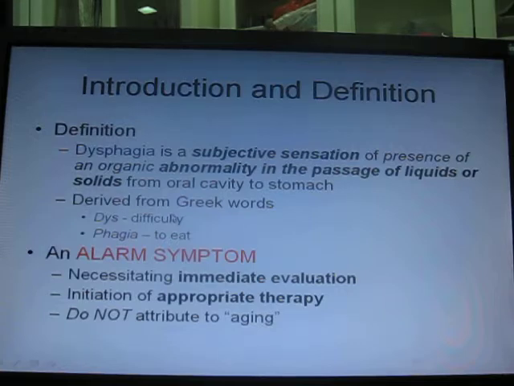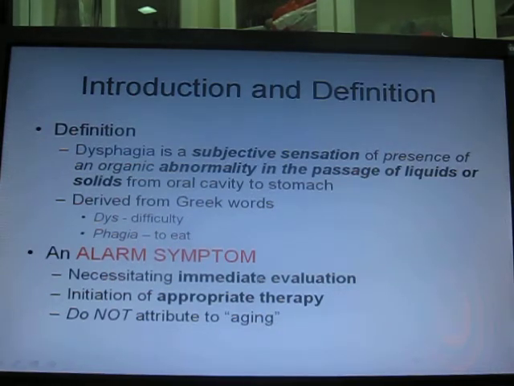It's derived from Greek, where dys is difficulty and phagia is to eat. Why is it that dysphagia is difficulty in eating whilst odynophagia is pain on eating, whereas dysmenorrhea is pain on menstruation? I don't know. You have to ask the Greeks that.